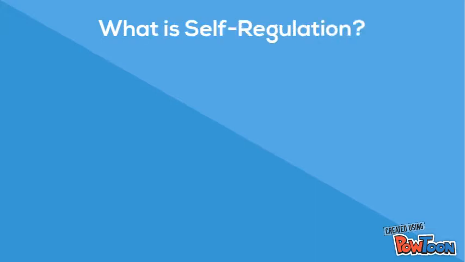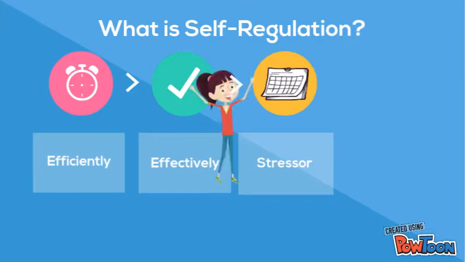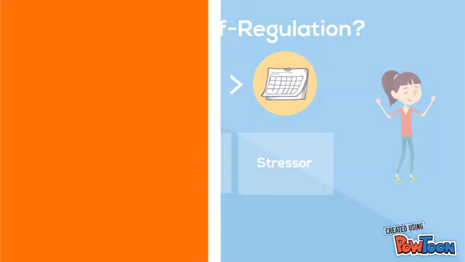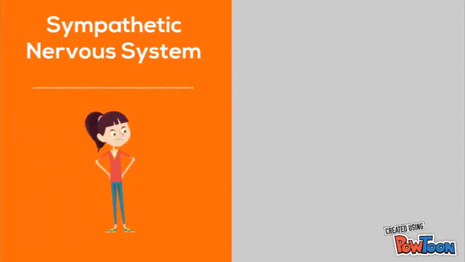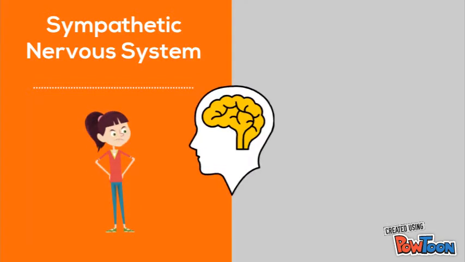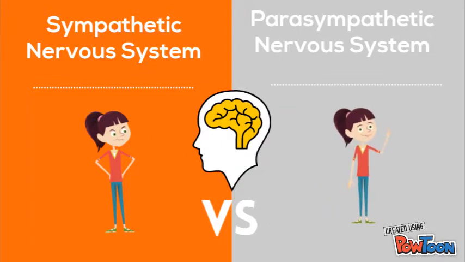Finally, what is self-regulation? In simple terms, self-regulation refers to how efficiently and effectively a child deals with a stressor and then recovers. To deal with stressors, the brain triggers the sympathetic nervous system that acts as a gas pedal in order to produce the energy required to respond to physical stressors. On the other hand, in order to recover from physical stressors, the body activates the parasympathetic nervous system.